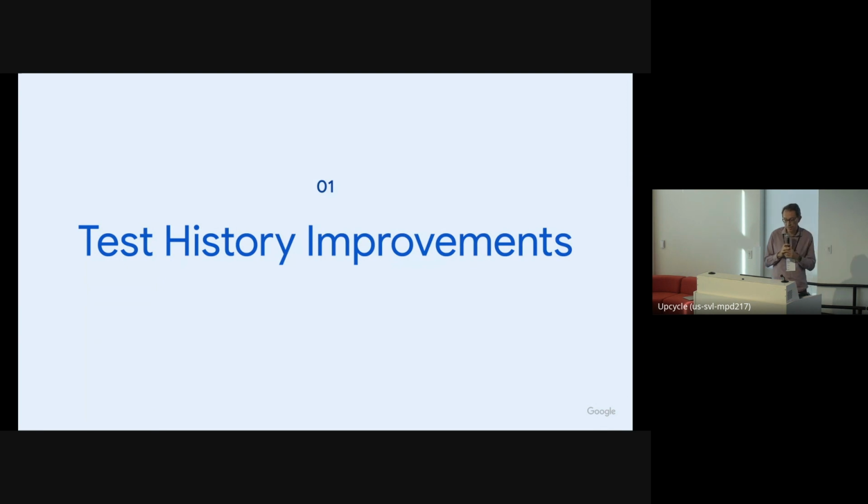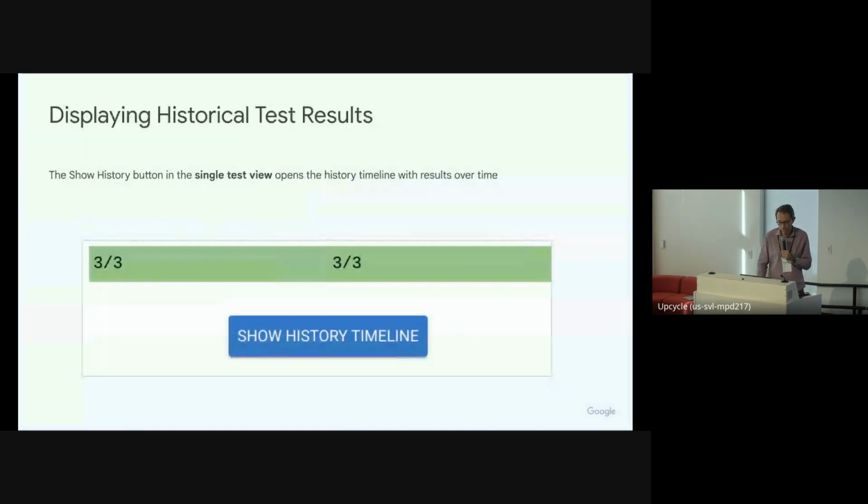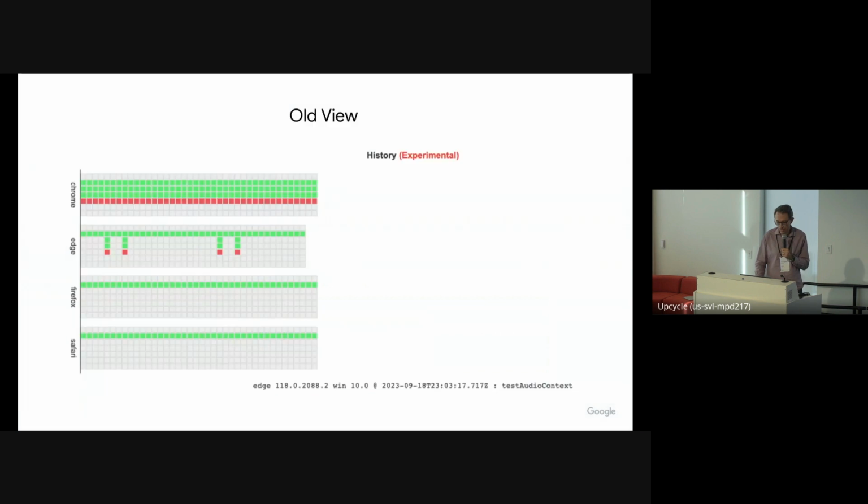This was about improving the test history view. If you have not seen that, it is accessed through a show history button underneath the single test view test results. And then it used to take you to this old view, which, as you can see, is quite dense, not super intuitive, hard to parse out how things work there.